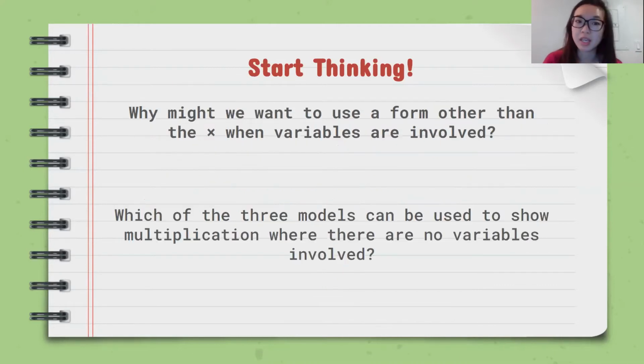So let's start thinking. Why might we want to use a form other than the multiplication symbol, the X, when variables are involved? And which of the three models can be used to show multiplication where there are no variables involved? I'll have you stop here for about 2 minutes to go over those start thinking questions.